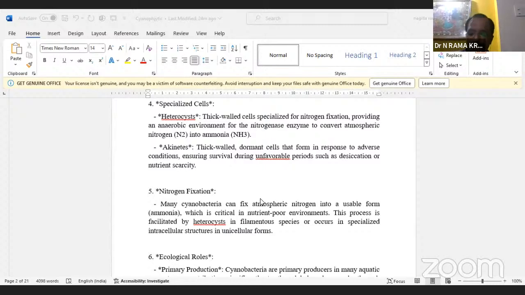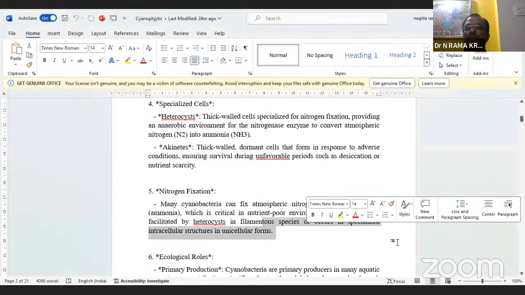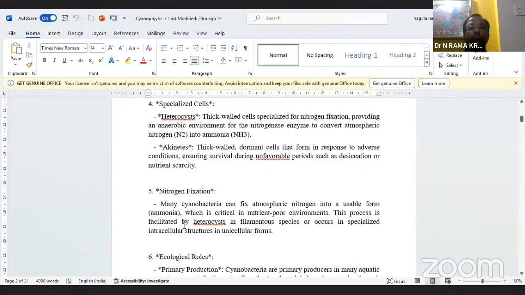Why? You see here, this cyanophytic bacteria can fix atmospheric nitrogen into a usable form, ammonia, which is a critical nutrient in poor environments. This process is facilitated by heterocysts in filamentous species, or occurs in specialized intracellular structures of unicellular forms. So you see, some plants want nitrogen, and there is no proper nitrogen. These cyanophytic bacteria are giving the nitrogen. That's why this is nitrogen fixing.